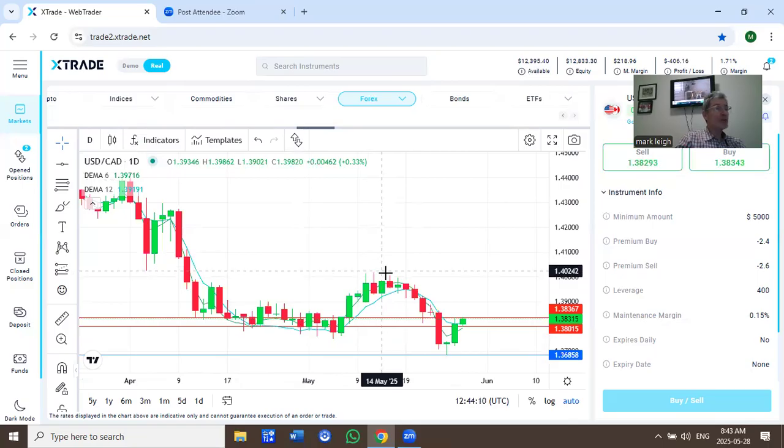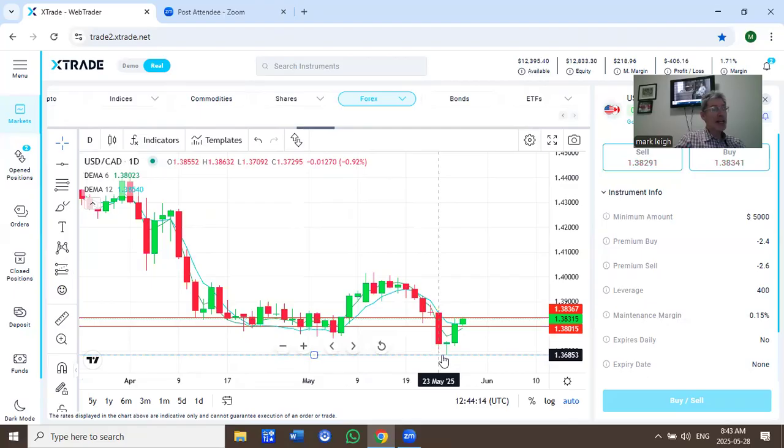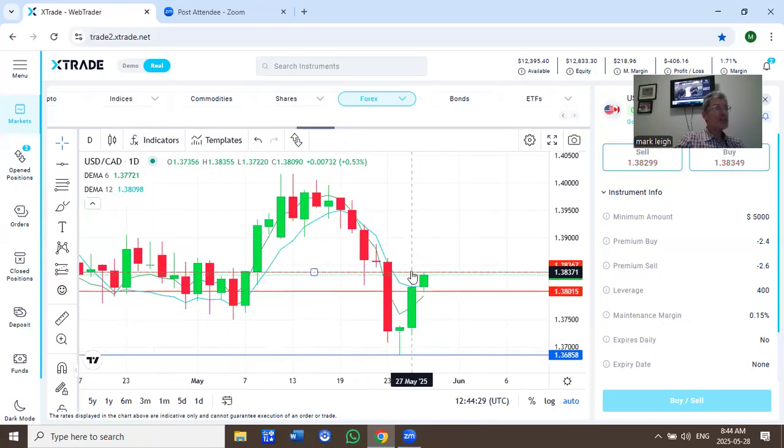Canadian has been strong for the past week, all the way down to 1.3685, fought back, and yesterday a nice fight back again from the 1.3730, all the way up yesterday to 1.38. Today continuing that move higher, looking to test yesterday's resistance at 1.3836. Buyers will be looking to test and break above there and get back to the 1.39 level.